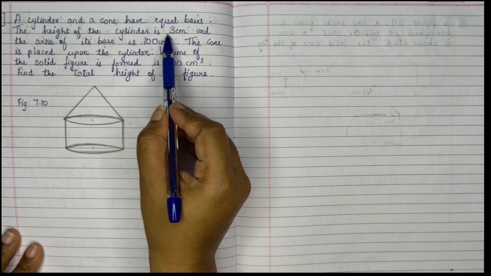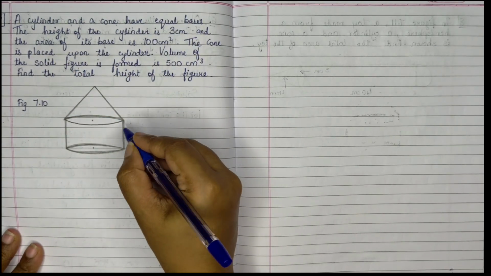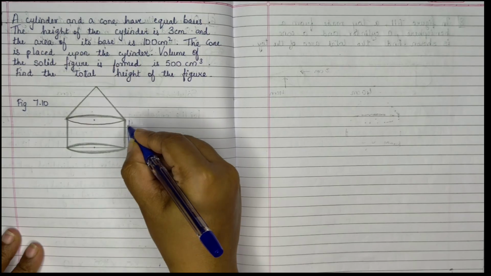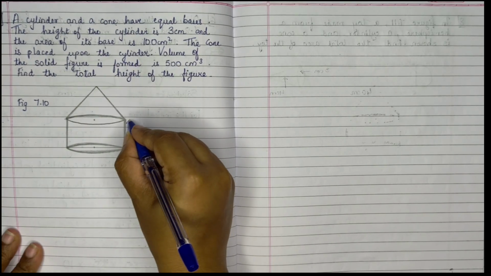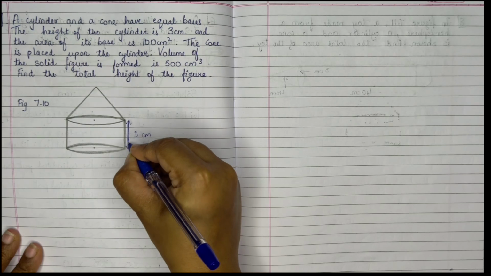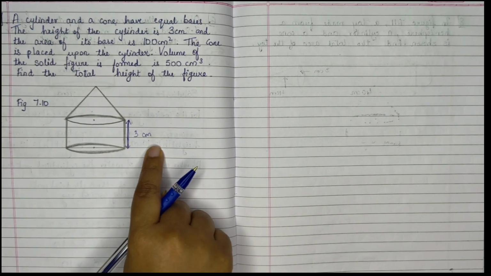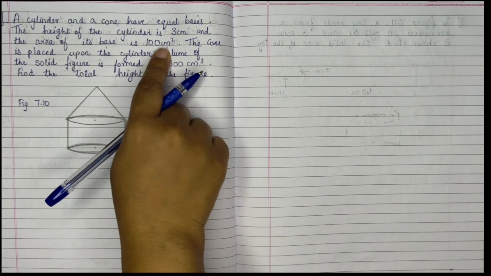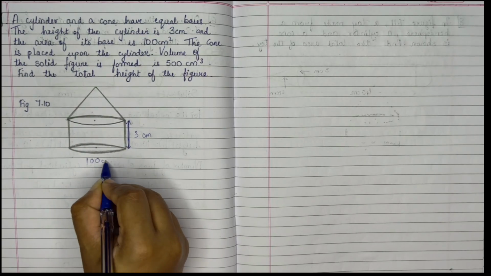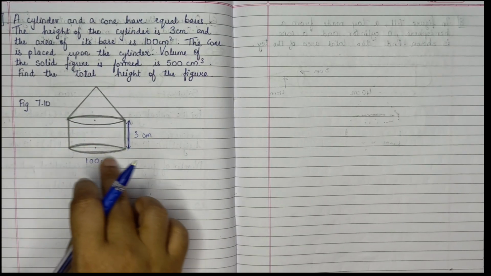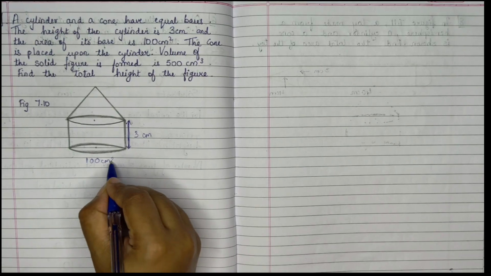The height of the cylinder is 3 centimeters. This is a cylinder, so the height is 3 centimeters. Okay, the height of the cylinder is 3 centimeters and the area of its base is given as 100 centimeters square.